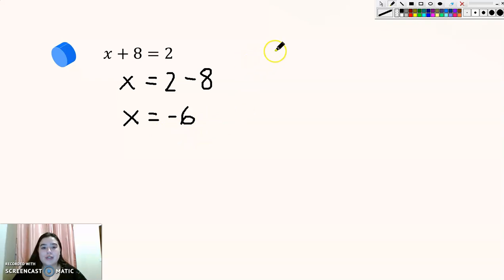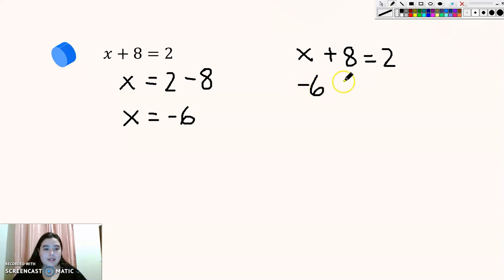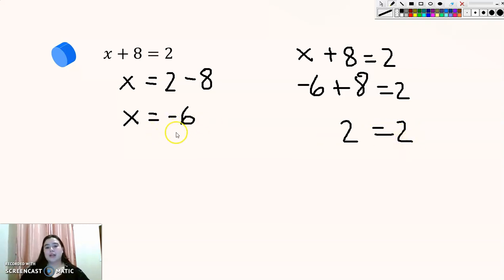So we have to check if this answer is correct. So copy the equation again: x plus 8 equals 2. And replacing the x, negative 6 plus 8 equals 2. And the answer is 2 equals 2. So this answer is correct.